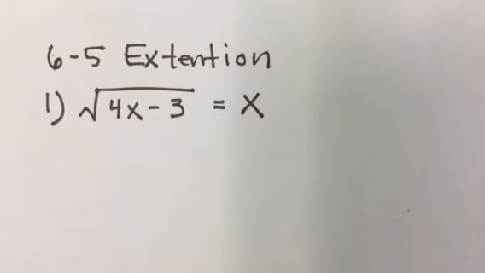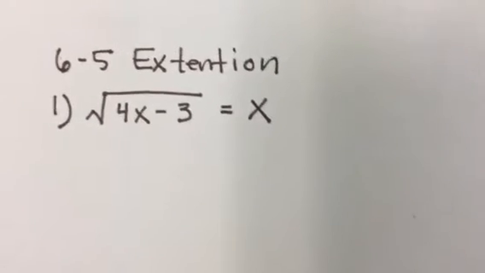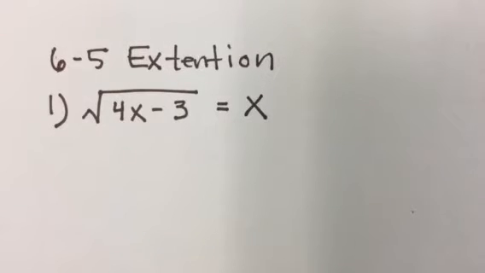This is Miss KJ. If you finished 6-5A, B, and C, you are now ready to do the extension problems on the more advanced radical equations. All right, so you should have worksheet 6-5 extension, and now refer to problem number 1.